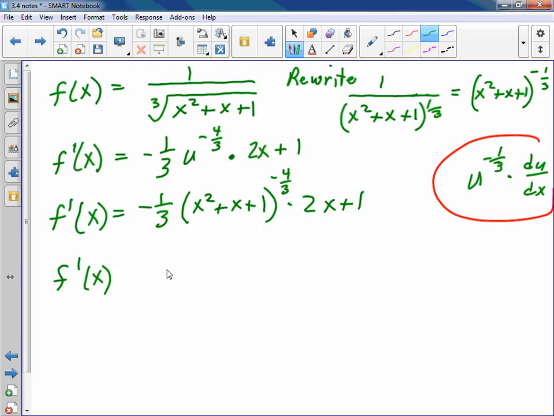Okay, so let's clean this up then. What do we got? Anna, I'm going to pick on you. Yes. Let's write this with a positive exponent.